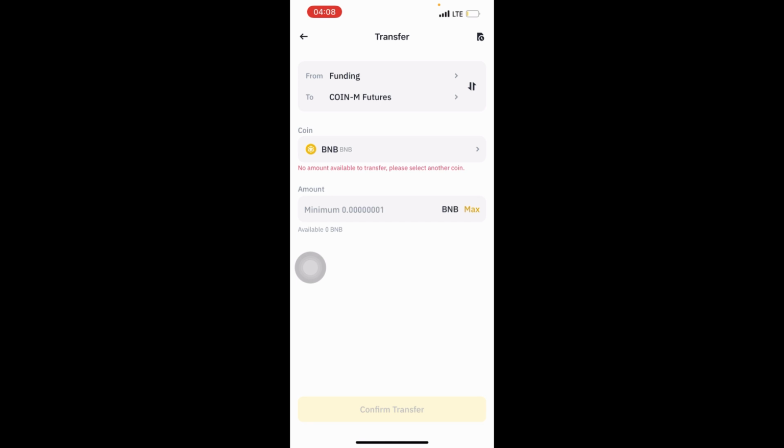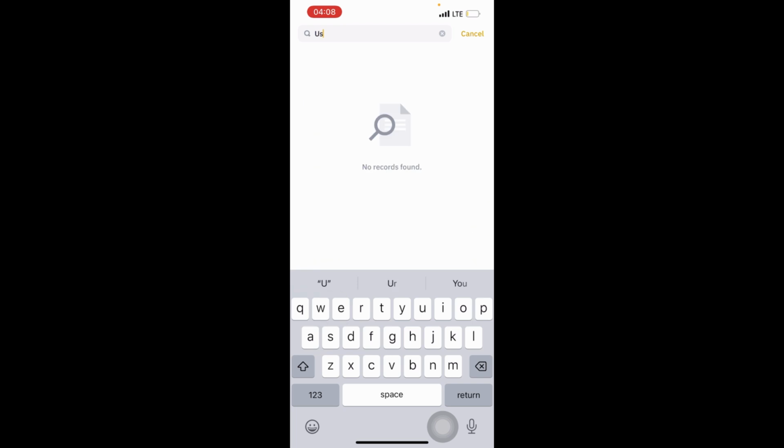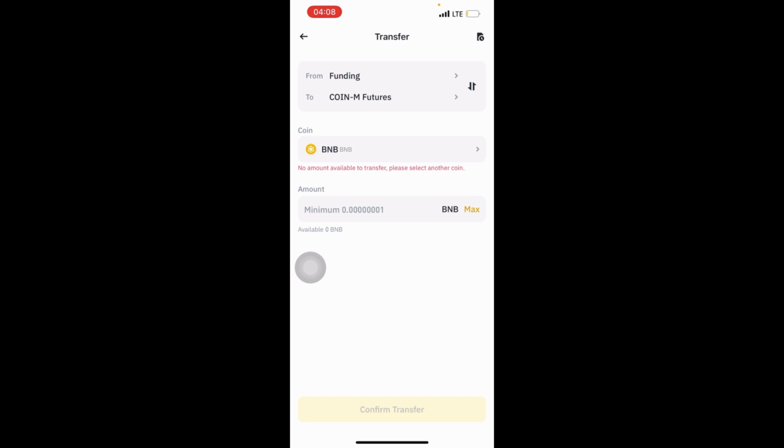So yeah, you change it to USDT. You click on the coin here. I don't have an amount in there, that's why it's not popping up. But when you choose USDT, it will appear here. Then you transfer it to your futures wallet.